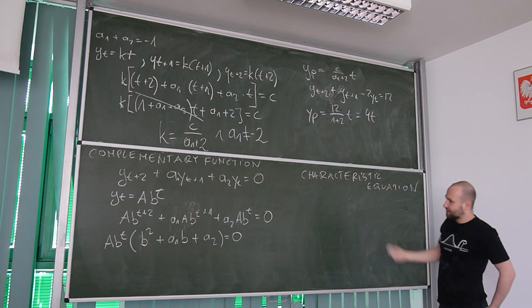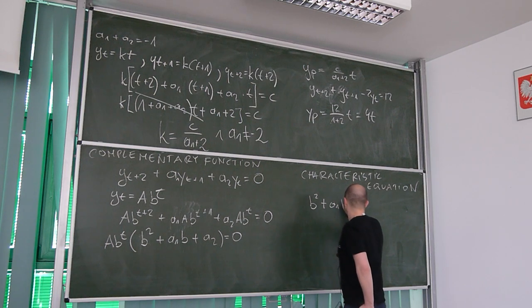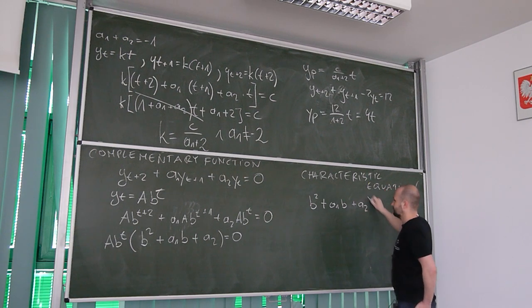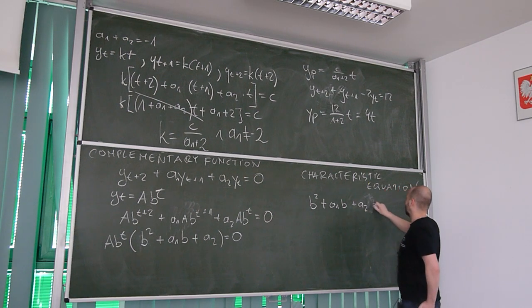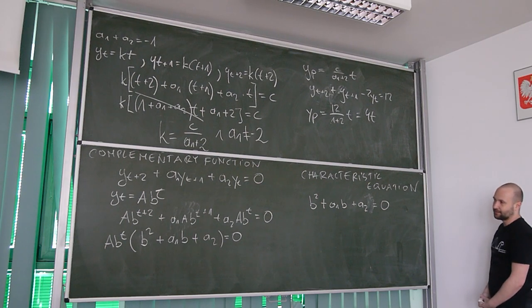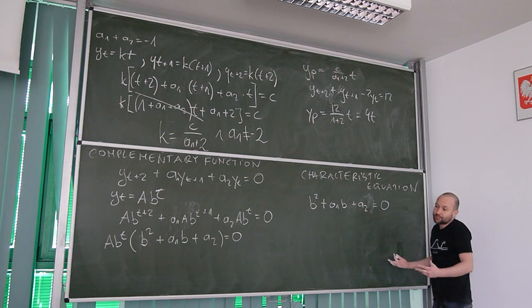Then, the characteristic equation, of course, we need to deal with is b squared plus a1 b plus a2 equals 0. Look, again, we arrived at exactly the same situation we've been dealing with when we were dealing with second order differential equations. So what do we need to do next?